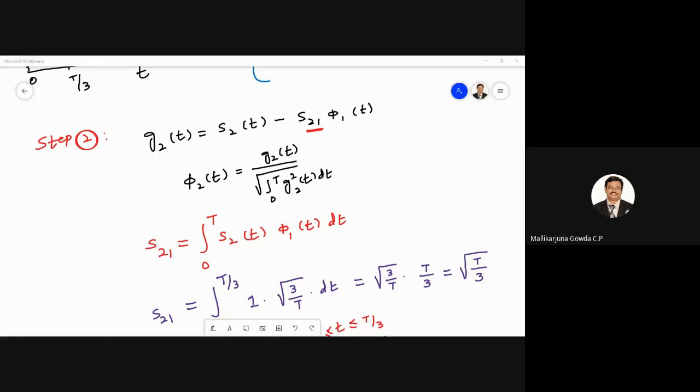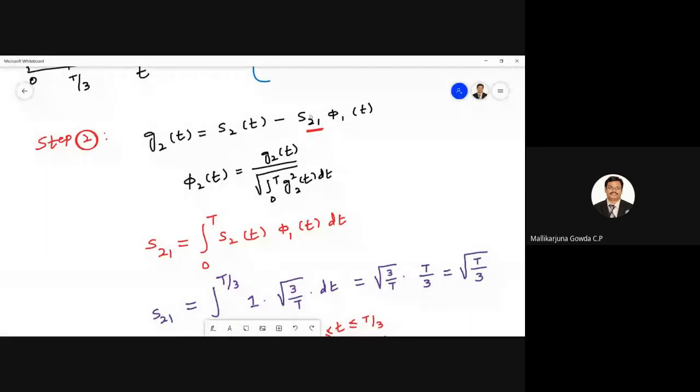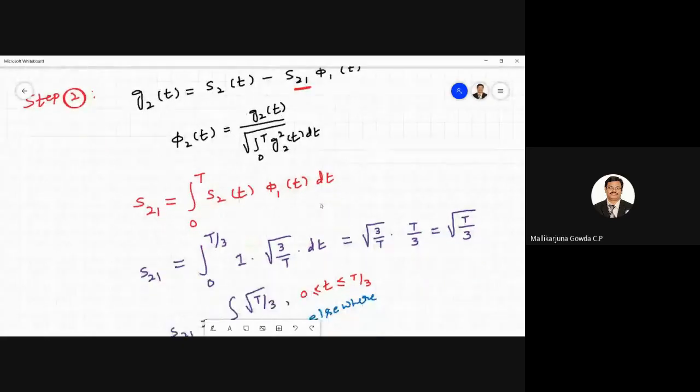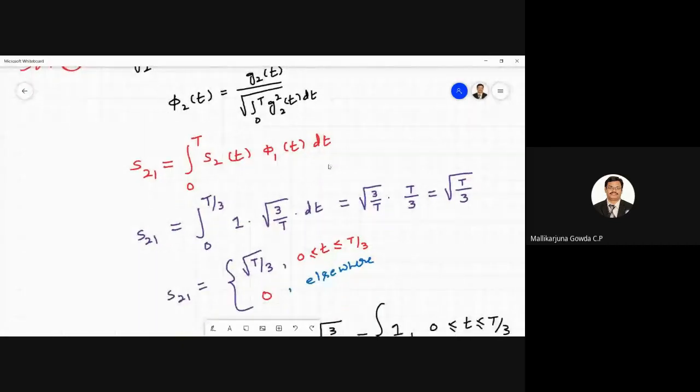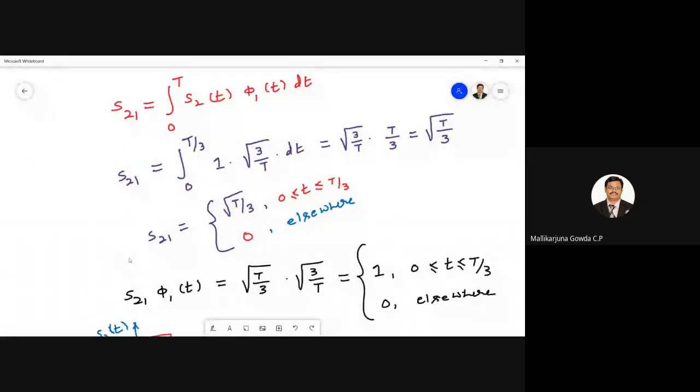So what I mean to say here is, first we need to find what is S21. S21 is equal to, this is the formula, integral from 0 to T of S2 of t, pi 1 of t into dt. I know what is S2 of t, the interval for which it exists, and pi 1 of t I already found. Based on that, by substituting the values and the limits, I found that the value of S21 is root of T by 3 over the interval 0 to T by 3. After finding S21, it has to be multiplied by pi 1 of t, so I found the product.